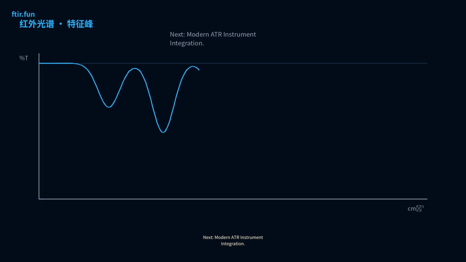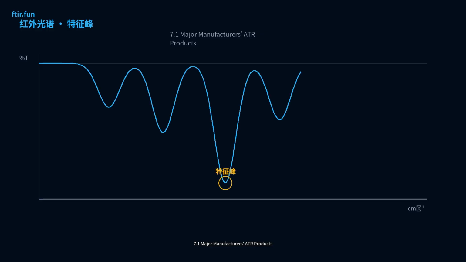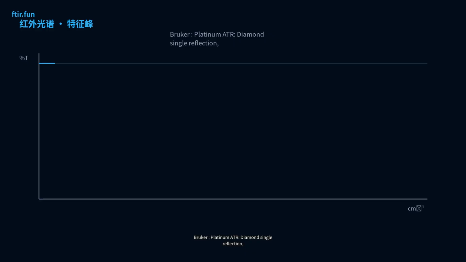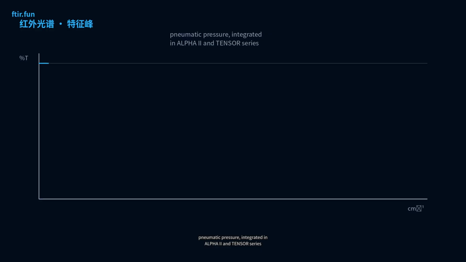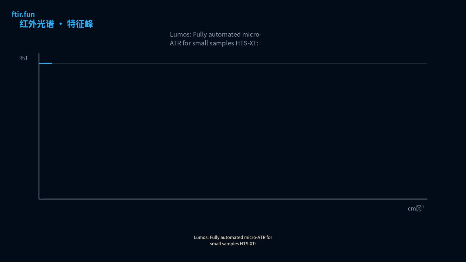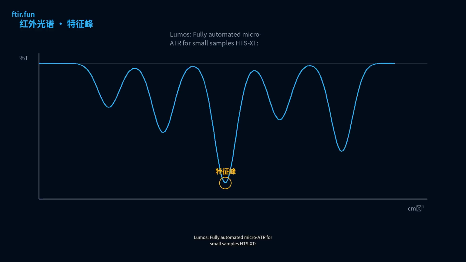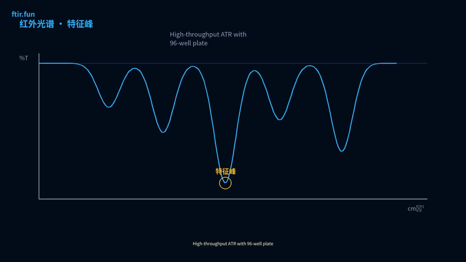Next, modern ATR instrument integration. 7.1 Major manufacturers' products. Bruker Platinum ATR, diamond single reflection. Pneumatic pressure integrated in Alpha II and Invenio series. Lumos fully automated microscope for small samples. HTS-XT: high throughput ATR with 96 well plate.